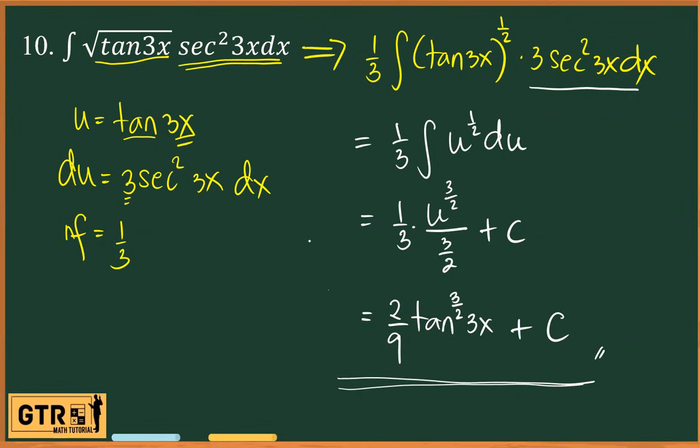Okay, so that's it. I hope you're satisfied with my solution by simple substitution and by neutralizing factor. So we have two solutions, and they are the same. One is by neutralizing factor. One is by dividing both sides by this term, divide both sides by 3, so that therefore we have du over 3. So same answer that we will get: 2 over 9 tangent 3x raised to 3 over 2 plus c.